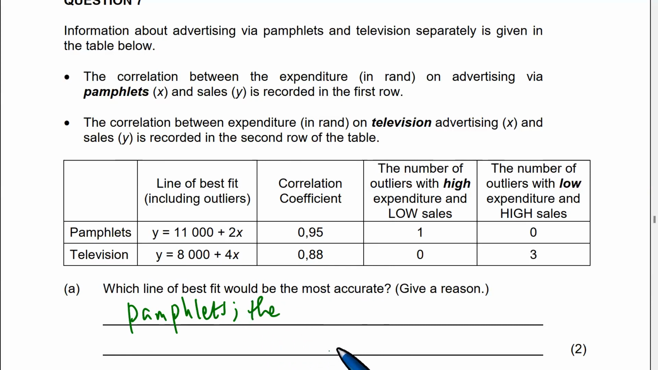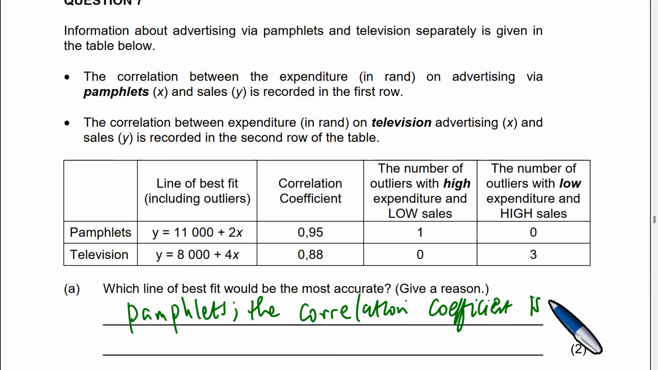The correlation coefficient is closer to 1. Which line of best fit would be the most accurate? The one of the pamphlets, because it has a higher correlation coefficient that is closer to 1.